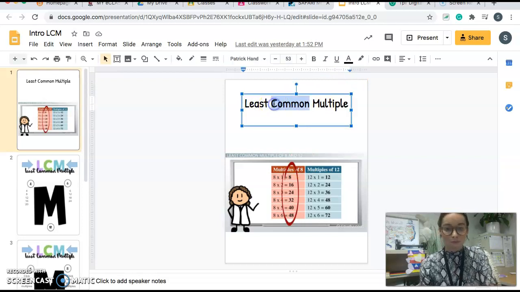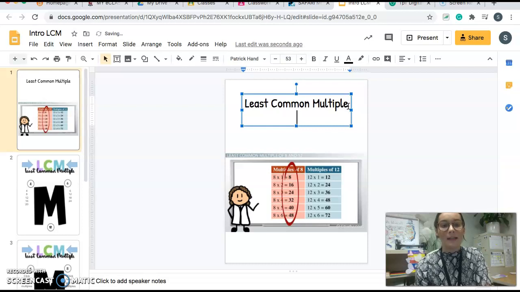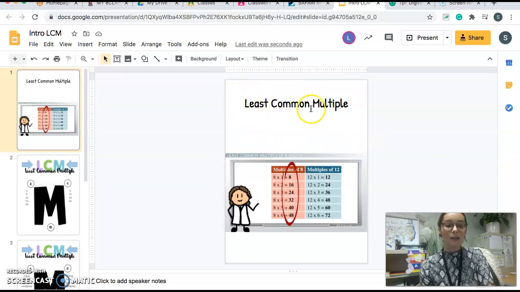We know that the word least means what? It means small, right? Least means small. Common means the same, and multiple means number, okay? Least common multiple. So you're looking for the smallest number that these have in common.